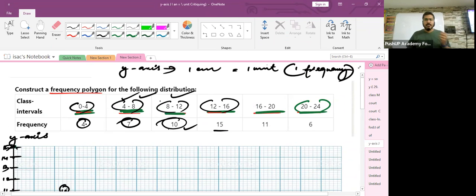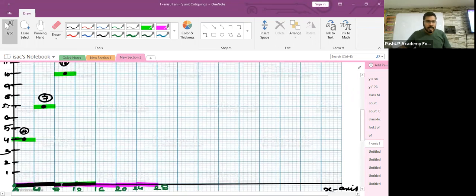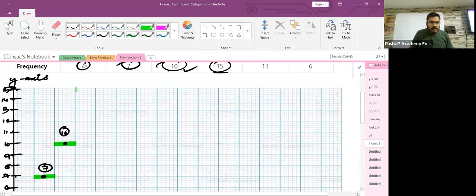Which is 12 to 16. What is the corresponding frequency? The biggest one, which is 15, right? Yeah. Let's do it. Where is 15? Over here. The next class interval is 12 to 16. And the frequency is what? 15 over here. And where will you plot the point? In the middle over here. And just write 15. Easy.